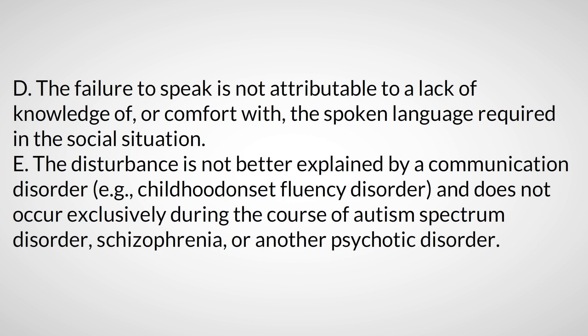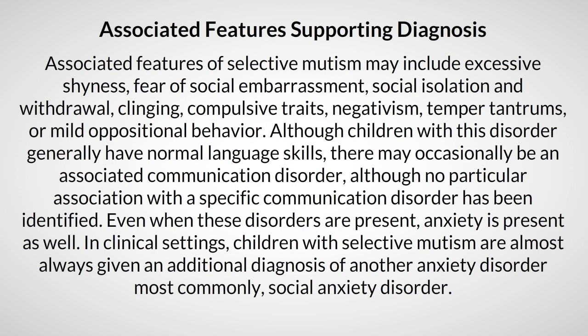Associated features supporting diagnosis. Associated features of selective mutism may include excessive shyness, fear of social embarrassment, social isolation and withdrawal, clinging, compulsive traits, negativism, temper tantrums, or mild oppositional behavior. Although children with this disorder generally have normal language skills, there may occasionally be an associated communication disorder, although no particular association with a specific communication disorder has been identified. Even when these disorders are present, anxiety is present as well.